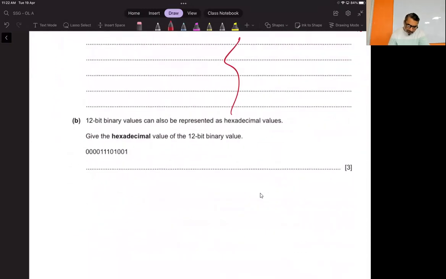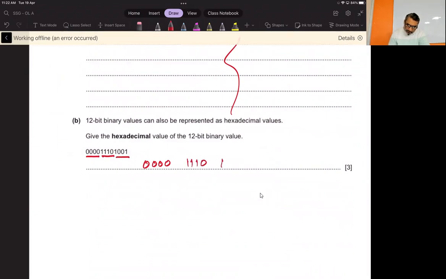So this is hexadecimals 1, 2, 3, 4. Then we have this 1, 1, 1, 0. Then we have this 1, 0, 0, 1. So this is 9. This is E, which is 14, and this is 0. So 0, E, 9. Remember to include this 0, to not leave it, otherwise you will lose marks.